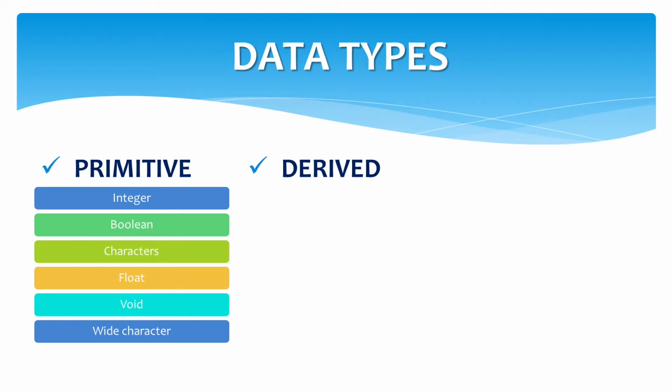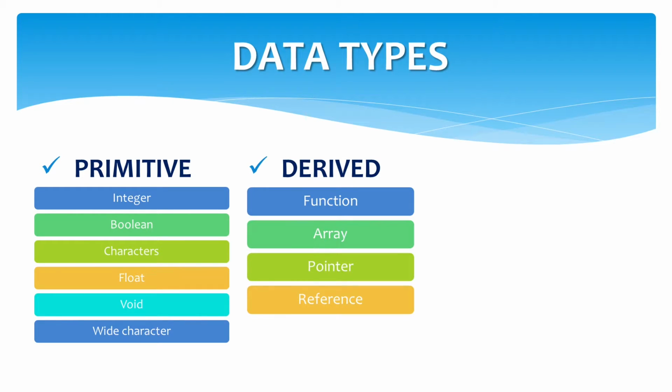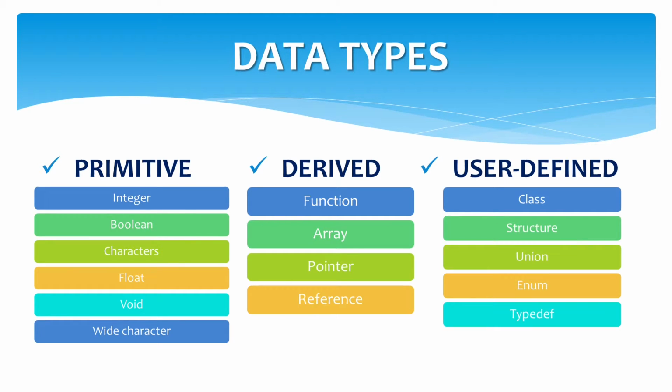So these are derived data types, and we will be focusing on these data types later: function, array, pointer, reference. And there are user defined data types. User defined data types are the data types that are defined by the user, meaning the programmer. So class, structure, union, enum, typedef. And let's go ahead.